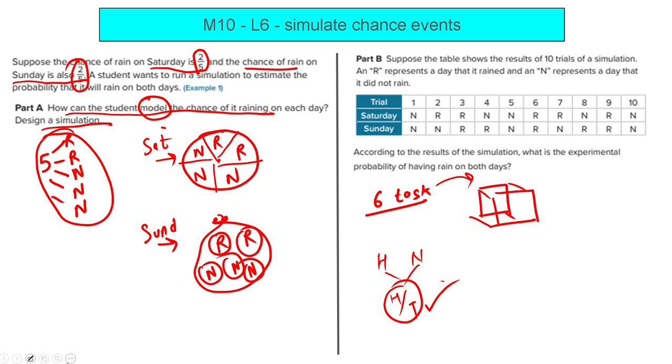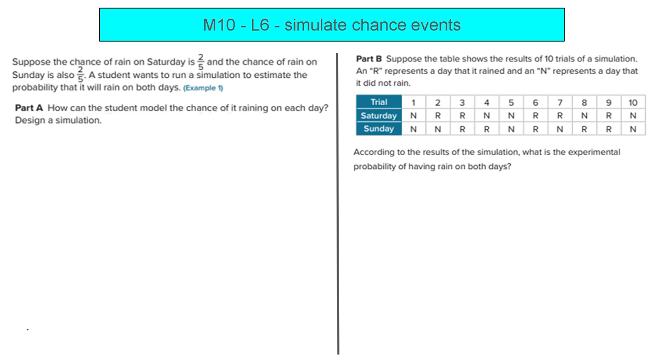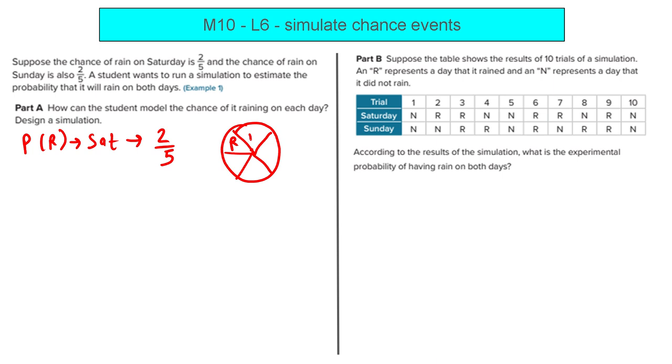I have given you many examples here, right? So I will just erase all of them now, because you understood. I will write here: the probability of rain on Saturday was 2/5, so the simulation will be a spinner with 1, 2, 3, 4, 5 sections. 2 will represent rain, 3 will represent not rain. Similarly, for Sunday, the probability is again 2/5, the same.